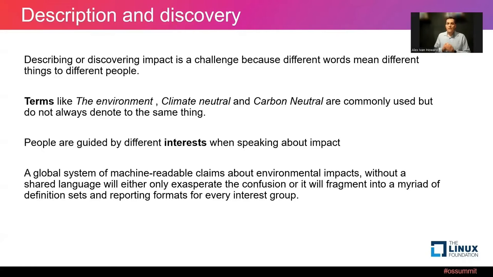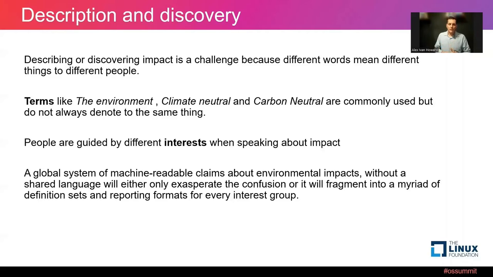So these things are difficult when you think of the global climate accounting space. Description, and together with description goes discovery, because if you can describe something, you know what to look for. So description and discovery is difficult because people don't use the same words to mean the same things. So there's a lack of a stable terminology. People use words like the environment, climate neutral, carbon neutral, but they don't always denote the same thing when they use those. People also are guided by different interests when they are speaking about impact. There are people that are in a situation where they want to downplay the impact or exaggerate the impact.